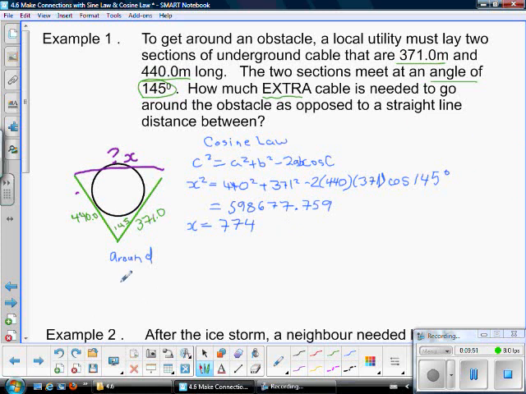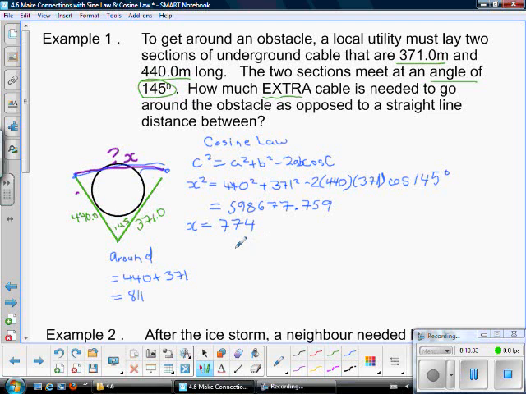So really, if I went around, it would have to be 440 plus the 371, which would equal 811. So if I had to get around this obstacle and I had to put in 2 cables, it would take 811 meters, compared to starting my cable in each corner and putting a cable straight across, which would only take 774 meters.